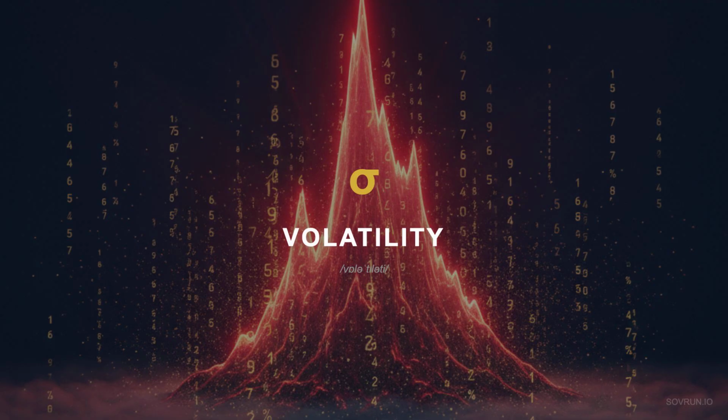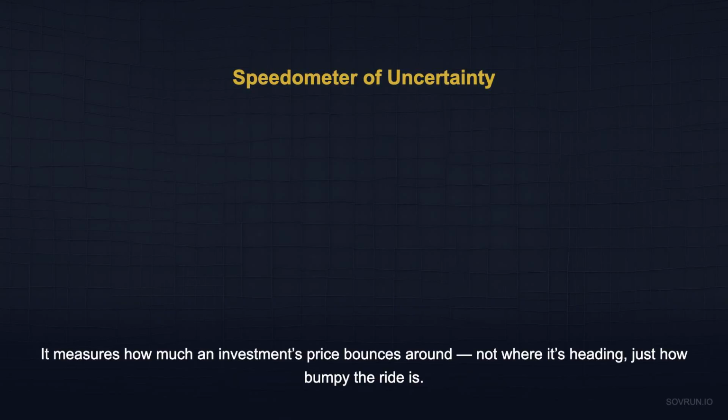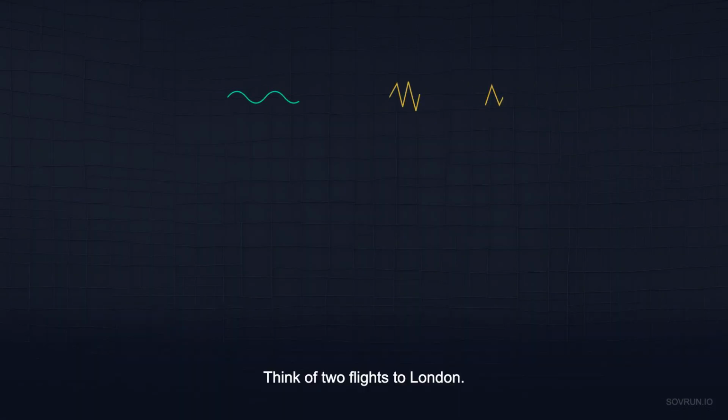That wild swing in both directions, that's volatility. Professionals call it sigma, and it's the single most important number in risk management. Volatility is the speedometer of uncertainty. It doesn't tell you where an investment is going, just how bumpy the ride is.